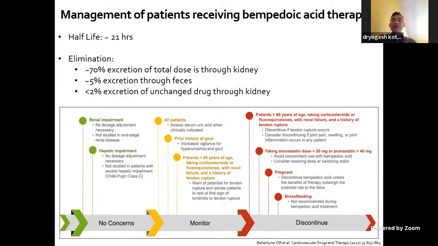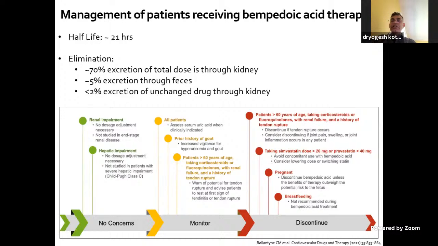But otherwise, in routine patients, if there is a mild hepatic impairment, there is no contraindication. And in renal impairment, it has been studied up to moderate renal disease. It has not been studied in end-stage, dialysis-dependent renal disease. So the most important thing is to monitor hyperuricemia and gout in all patients, and patients more than 60 years of age, taking corticosteroids or fluoroquinolones, or with renal failure, need caution or should avoid it. So that is the main thing. Breastfeeding and pregnancy are again contraindications.